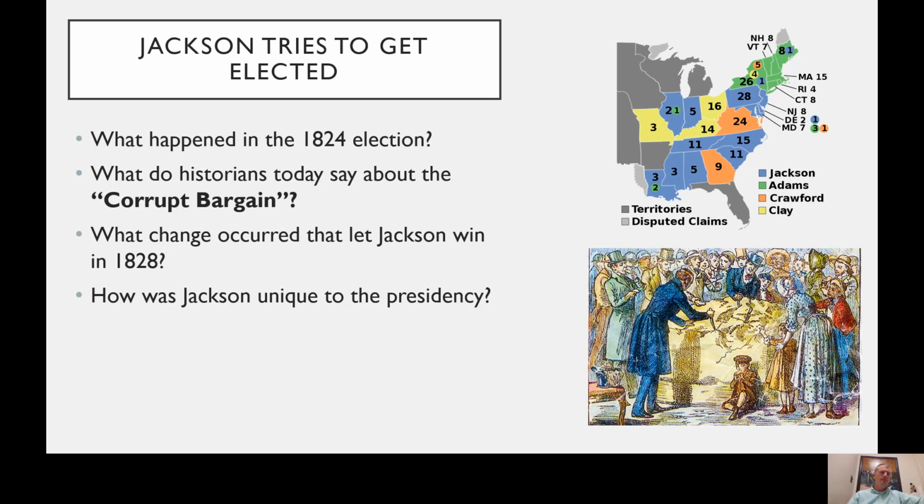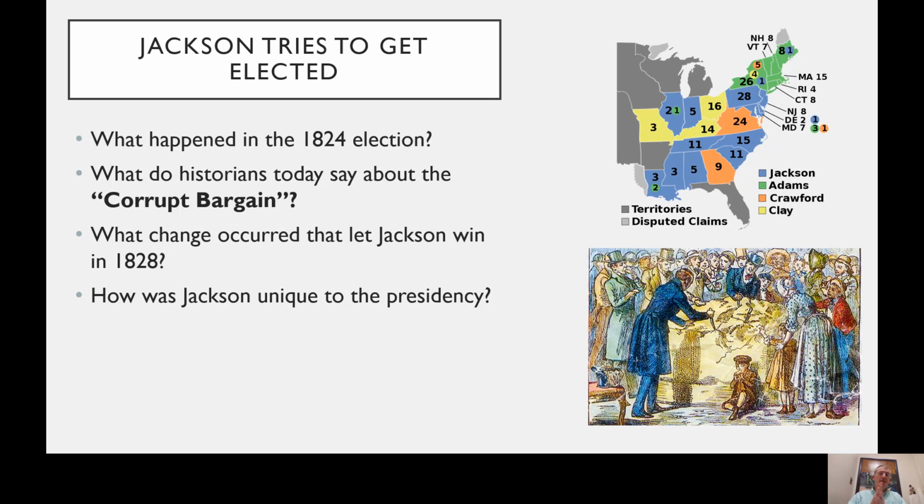So what change occurred that let Jackson win in 1828? Well, you didn't have to be a landowning white male in order to vote anymore. So that increases the voting eligible population. And those people that didn't own land, more often than not, were huge Jackson fans because he was a war hero. So Jackson wins the presidency in 1828, mainly because of the change in how voting is set up.